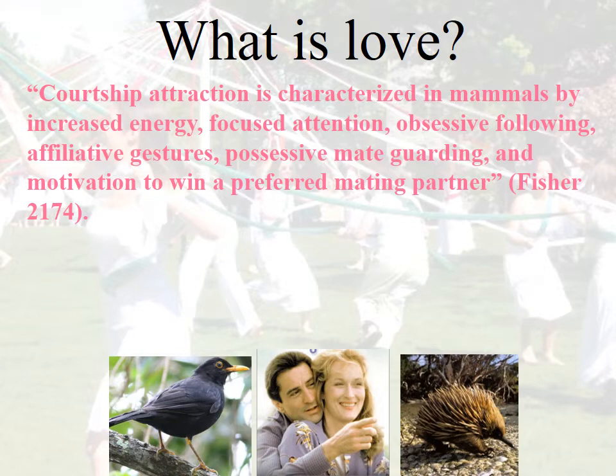Here's a quotation from a biological anthropologist who's gotten a lot of press in the past 10 years, Helen Fisher. She writes, "Courtship attraction is characterized in mammals by increased energy, focused attention, obsessive following, affiliative gestures, possessive mate guarding, and motivation to win a preferred mating partner." In other words, all the kinds of things we've seen in love poetry and in courtly love are things that we share with other mammals, like this mammal on the bottom right. So imagine, that guy has the same kind of romantic infatuations, at least to some degree, that you and I might have. That's pretty shocking.